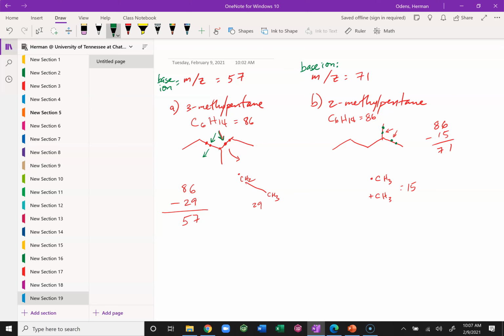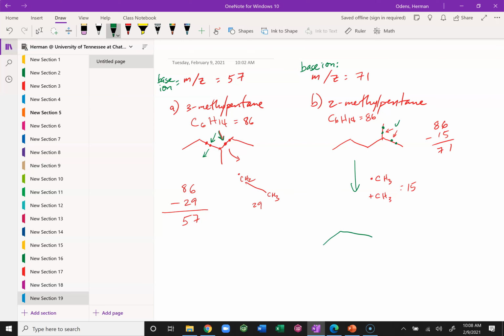Yes, sir? Could you also talk about carbocation stability? Yeah, carbocation stability. Very good. So notice that in this case, any fragment that you make here from these 2 molecules will be secondary carbocations. All right. So let's do this one right here, because it's easier for me.